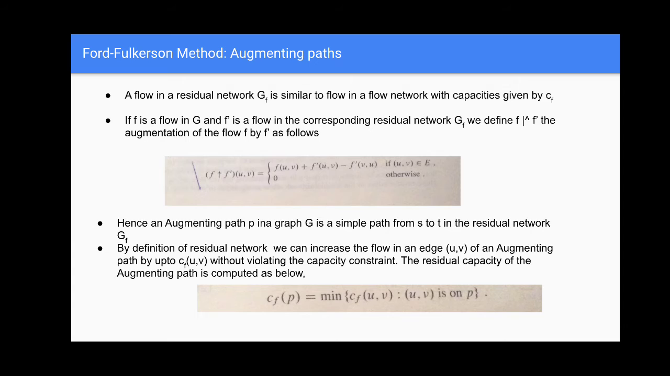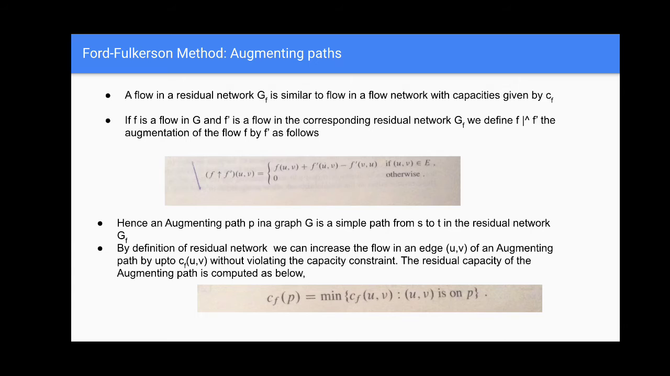A flow in a residual network Gf is similar to a flow in a flow network with capacities given by cf. If f is a flow in G and f' is a flow in the corresponding residual network Gf, we define f augmentation f', the augmentation of flow f by f', as follows. (f ↑ f')(u,v) = f(u,v) + f'(u,v) - f'(v,u) if (u,v) belongs to E, and it is 0 otherwise.